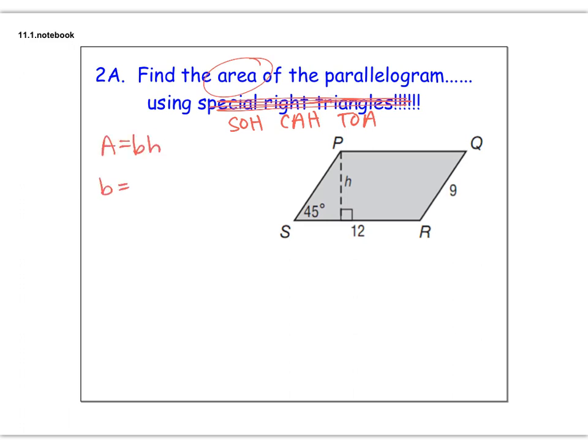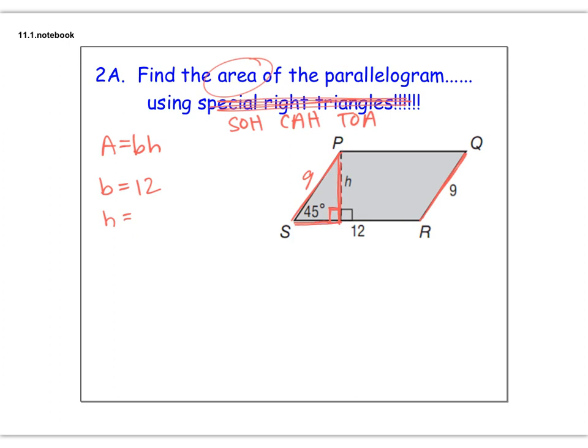Do we know the base? Yes, the base is 12. Do we know the height? No, we do not know the height. It is a parallelogram though, and so this 9 over here on the right, we can transfer it over here, and this would also be 9. Now you can see this would have to be a right angle, and we have a 45, 45, 90 triangle.